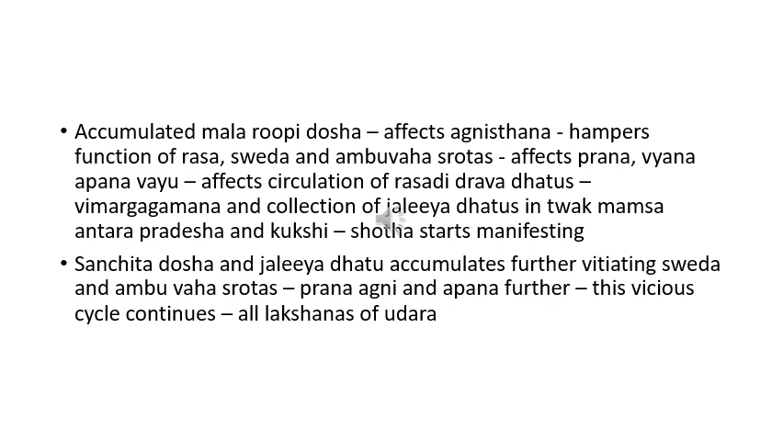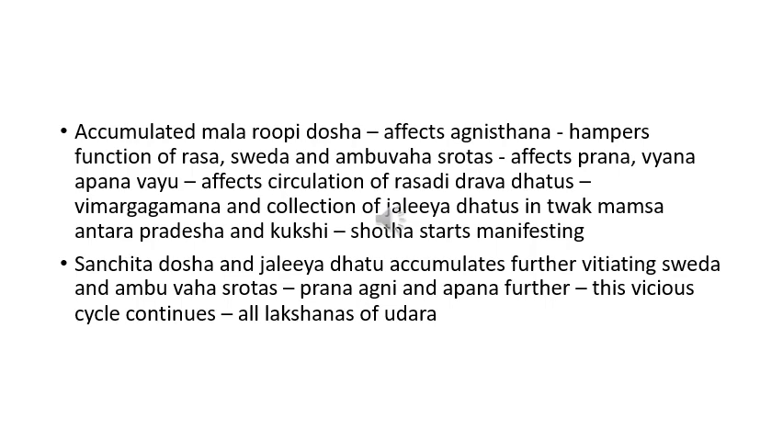All this leads to Vimargagamana, where it leaves its normal passage and gets somewhere else and starts taking an abnormal passage. The Vimargagamana and the collection of Jaliya Dhatus occur between the Twak and Mamsa Antara Pradesha in the Kukshi. Slowly this collection of Jaliya Dhatus in that Pradesha starts manifesting. Once this starts manifesting, the Sanchita Mala Dosha keeps on progressing in this condition. That is the peculiarity of Udara, and in the treatment also we have to focus on that, to remove the Sanchita Mala Dosha, or remove the accumulated fluid from the Udara. So that is the main treatment.